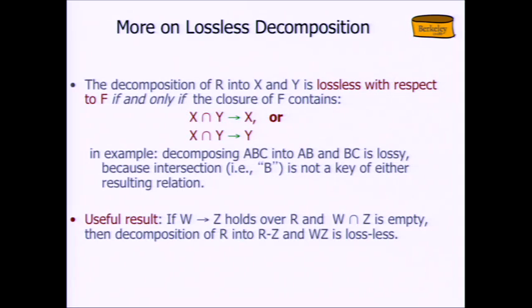The decomposition of R into X and Y is lossless with respect to F if and only if, so this is exactly what we want, it's neither too restrictive nor too loose, if and only if the closure of F, so F plus, tells us that the overlapping columns, exactly the way you described it, the overlapping columns of X and Y determine either X or Y. So it's a key on one side of the decomposition or the other. It doesn't have to be a key on both, because think about it.